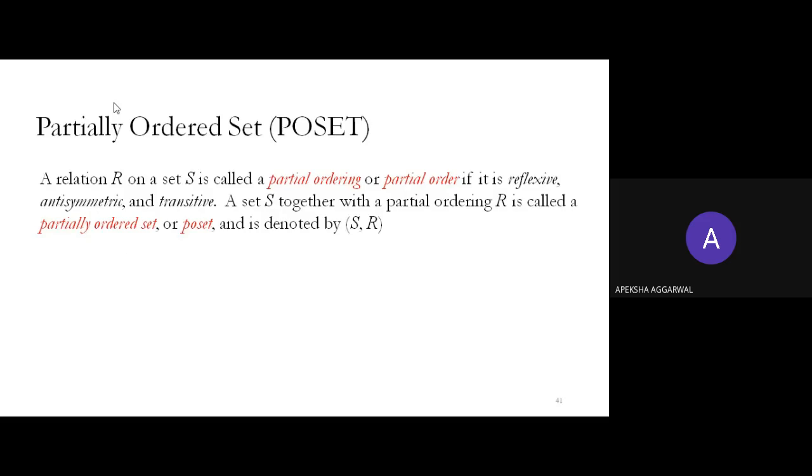Partially ordered set or poset. A relation R on a set S is called a partial ordering or partial order if it is reflexive, antisymmetric and transitive. Equivalence relation was one of them. In equivalence it should be reflexive, symmetric and transitive. Here it should be reflexive, antisymmetric and transitive. Okay? A set S together with the partial ordering R is called a poset or partially ordered set, and it is denoted by (S, R). So set is S, relation is R.